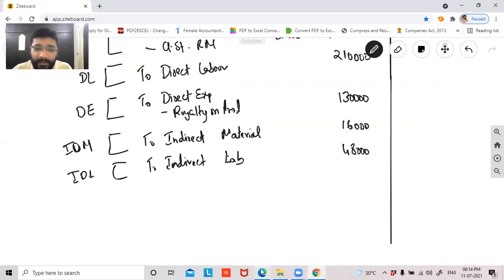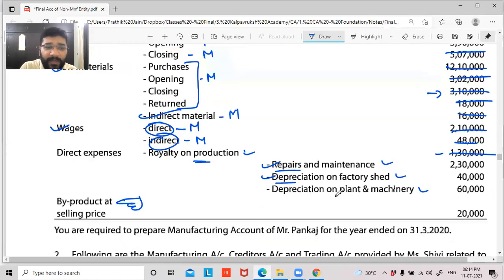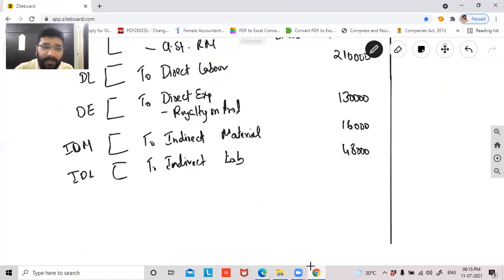48,000 is your indirect labor, right? Then what are we left with, guys? We are left with indirect expenses. So, repair and maintenance. R&M short form will not work; you have to write the full form. 2,30,000 rupees. You can write it in the inner column.